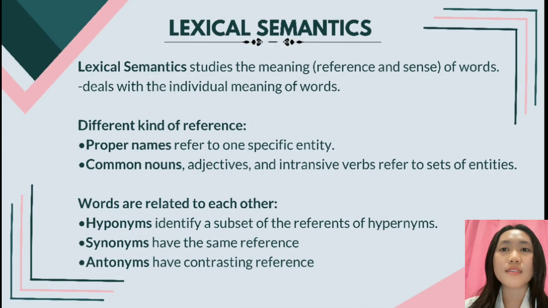First is the lexical semantics. Lexical semantics studies the meaning, reference, and sense of words, and deals with the individual meaning of words and different kinds of reference. Proper names refer to one specific entity. Common nouns, adjectives, and intransitive verbs refer to sets of entities. Words that are related to each other: hyponyms identify a subset of the reference of hypernyms. Synonyms have the same reference, whereas antonyms have contrasting reference.